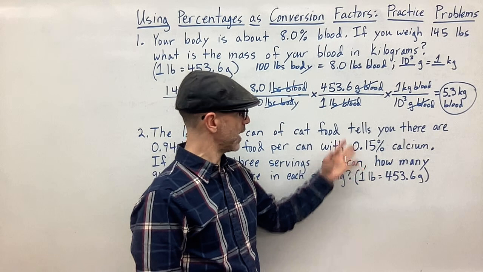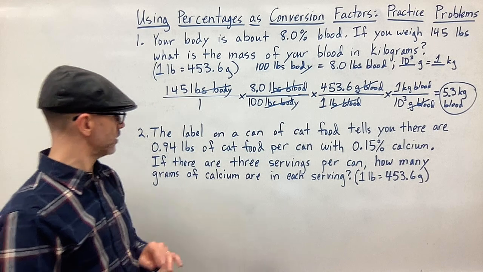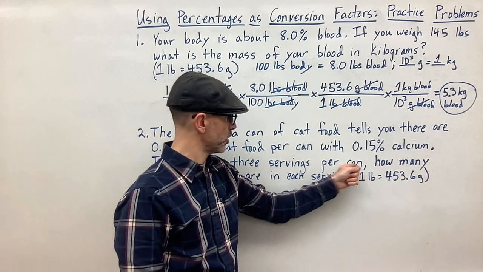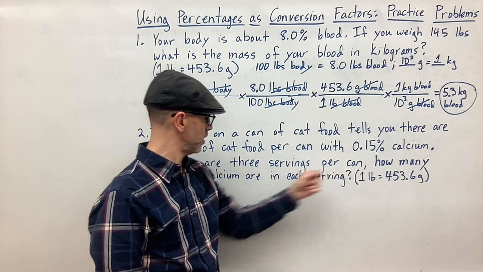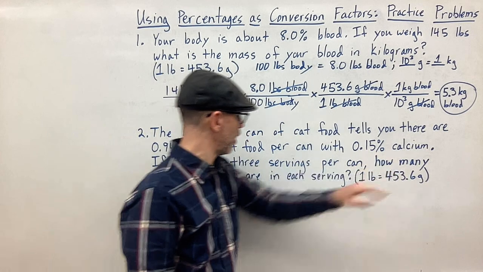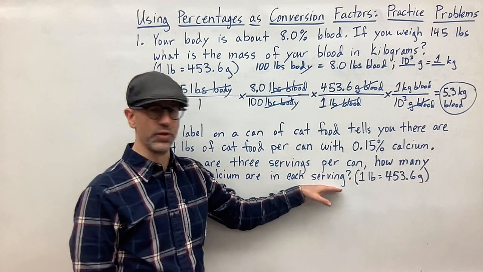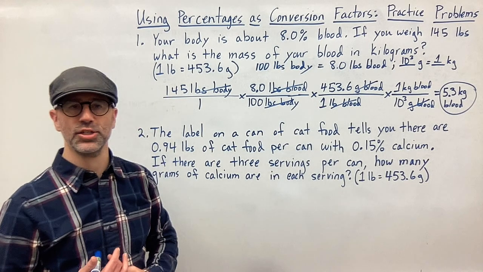So I can use whatever unit I want. So we'll use that as a conversion factor. And then it says if there are 3 servings per can, there's the per, right? Something per something. So servings per can. Then how many grams of calcium are there in each serving? Okay, so we have a few conversion factors we can use.